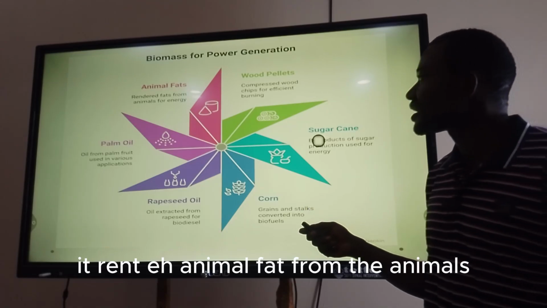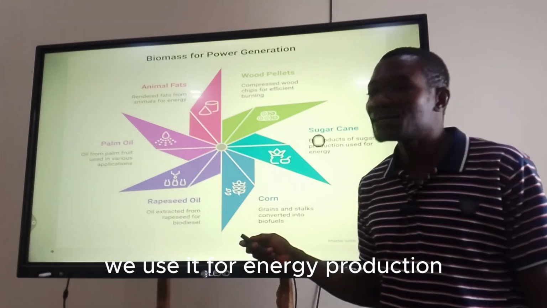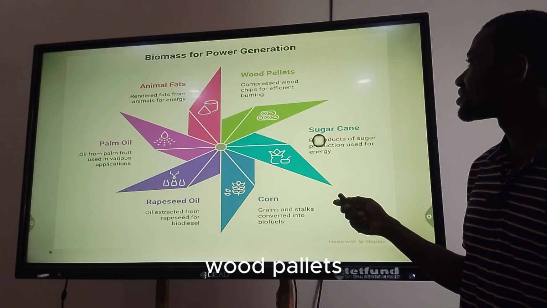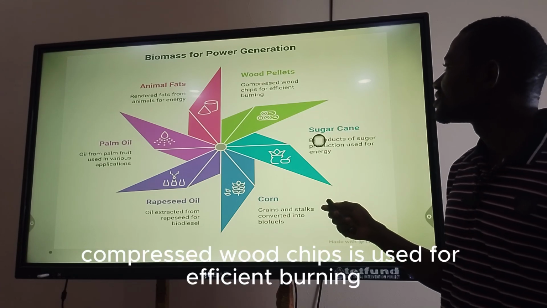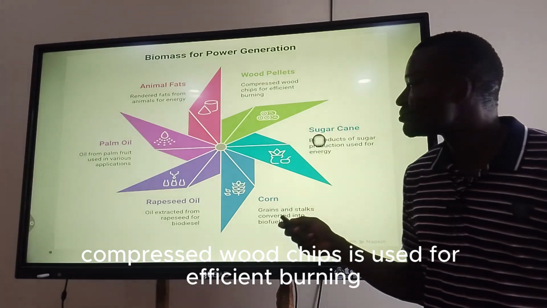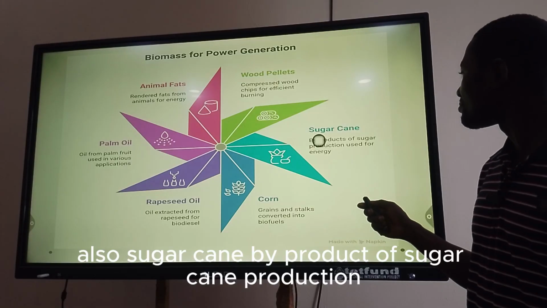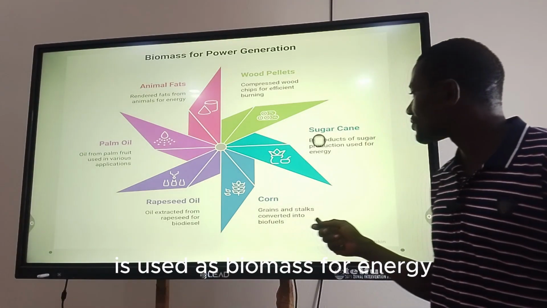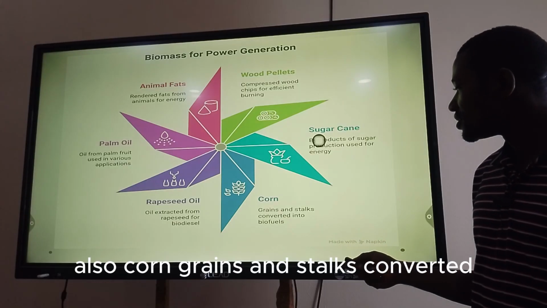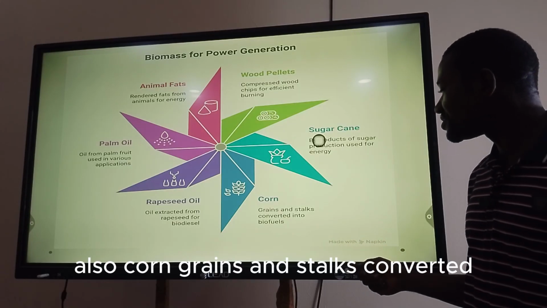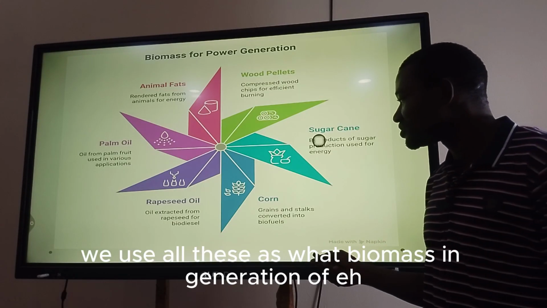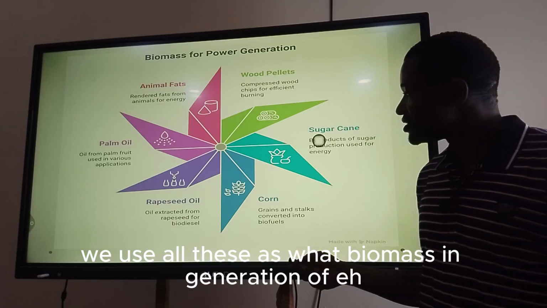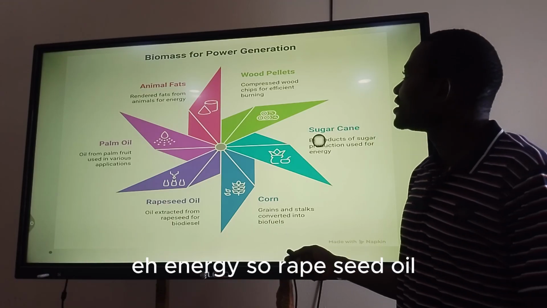Animal fat from animals, we use it for energy production. Wood pellet, compressed wood chips, is used for efficient burning. Also, sugarcane, a byproduct of sugarcane production, is used as biomass for energy. Also, corn, grains and starch converted into biofuel. We use all this as what? Biomass in generation of energy.